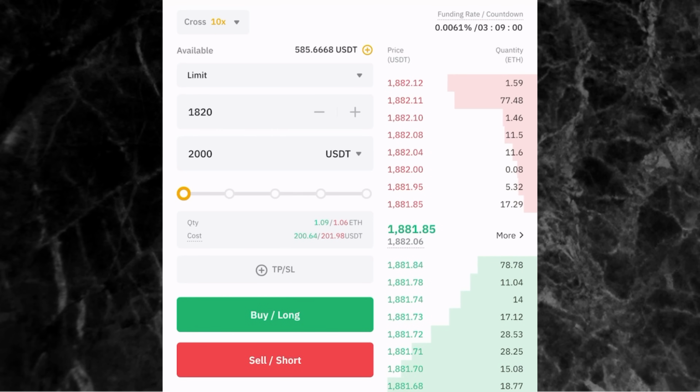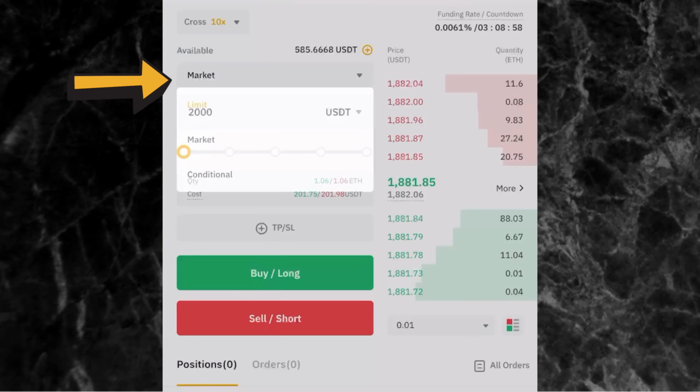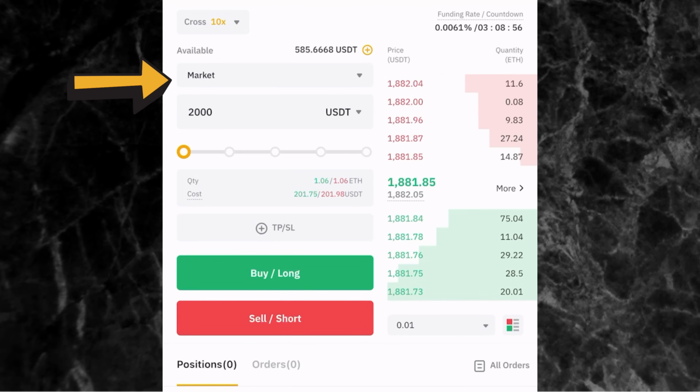Now for market order, if you come here and change this to market order, it allows you to enter the trade instantly. So if you want to enter the trade at the current price, you don't want to wait for it to come down or go up, you want to enter immediately, that is when you use the market order. You can see you are now entering the order price. So what you just need to do is enter the amount of USDT you want to use for the trade. So let's leave it at $2,000.